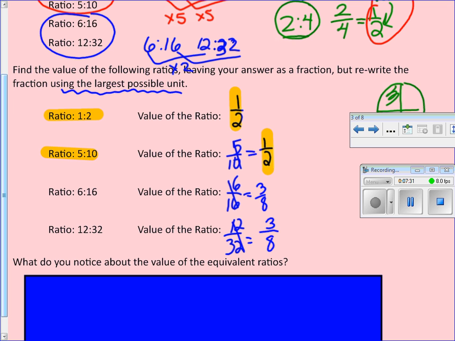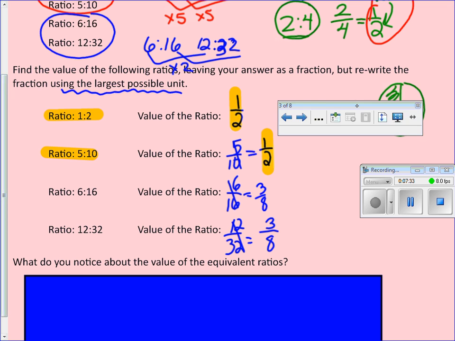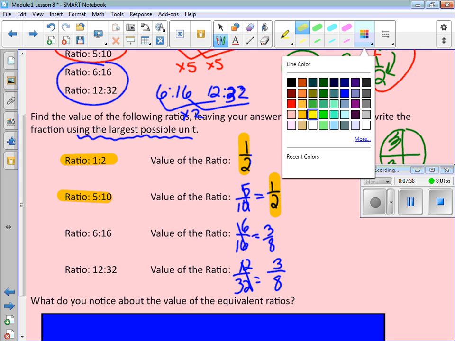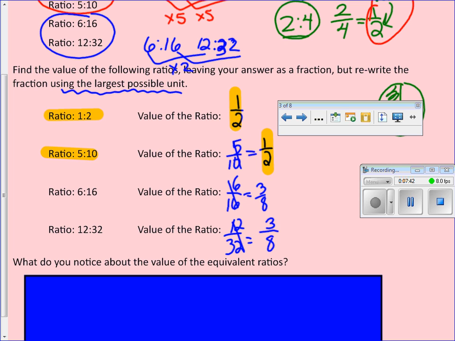Wait a minute. So I see here 3/8 and 3/8. So if the values are equivalent, the ratios are equivalent.